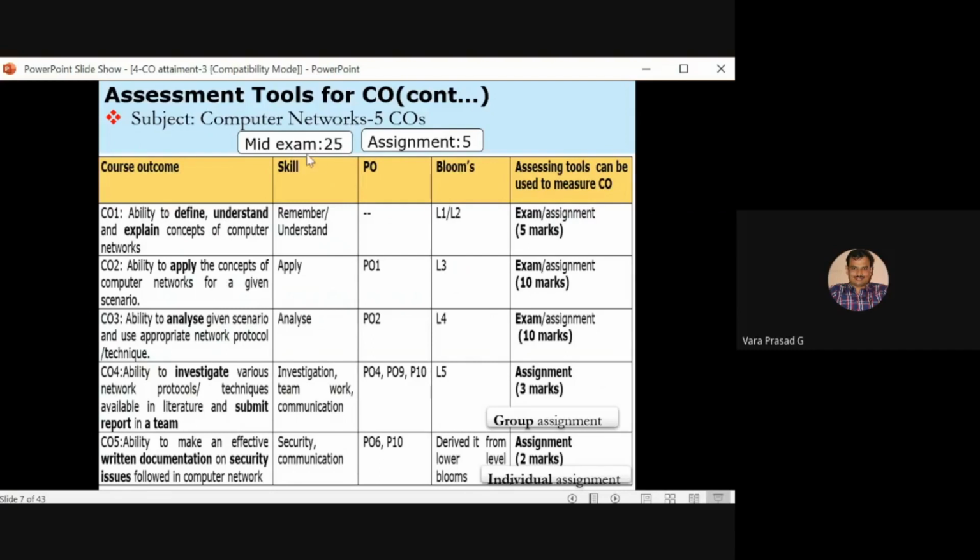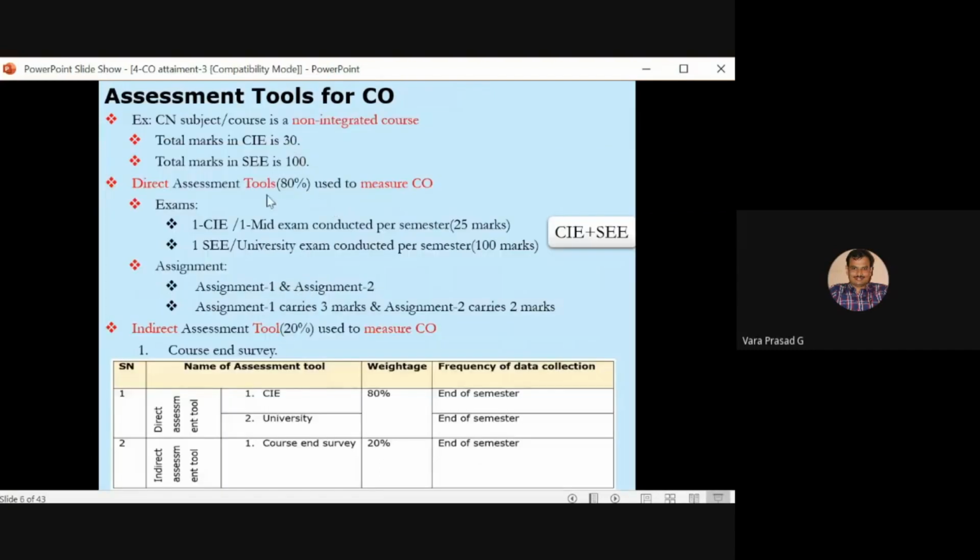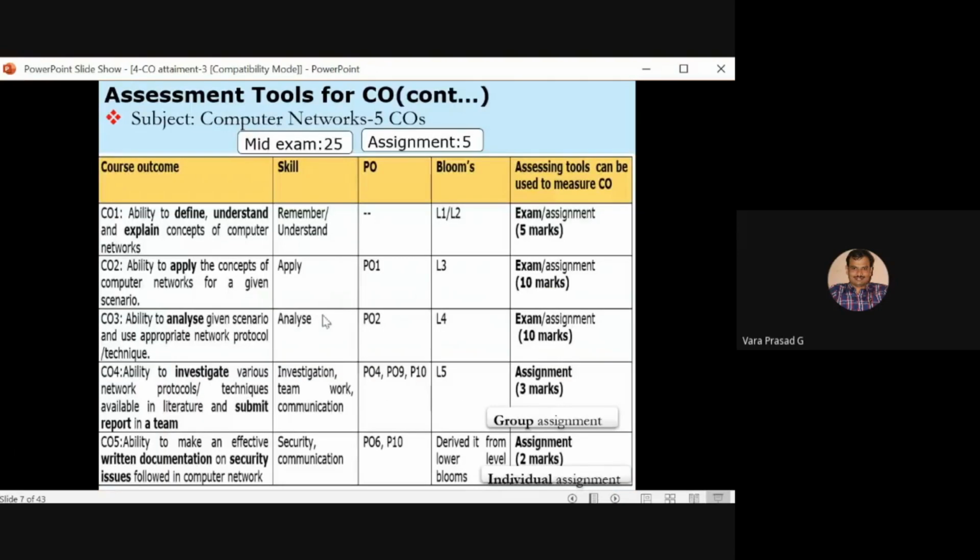Now, I want to say before we think here, in previous slides I already told what assessment tools you have. One is a direct assessment tool, the exam. Another one is the assignment. For the mid-exam, you are giving 25 marks. For Assignment 1 and Assignment 2, you are giving 5 marks. So you have only 2 direct assessment tools with respect to this example.